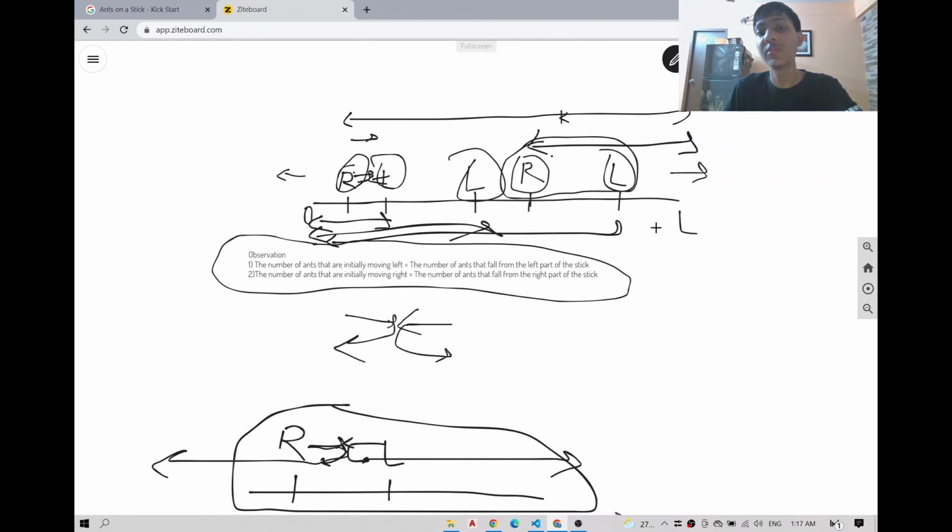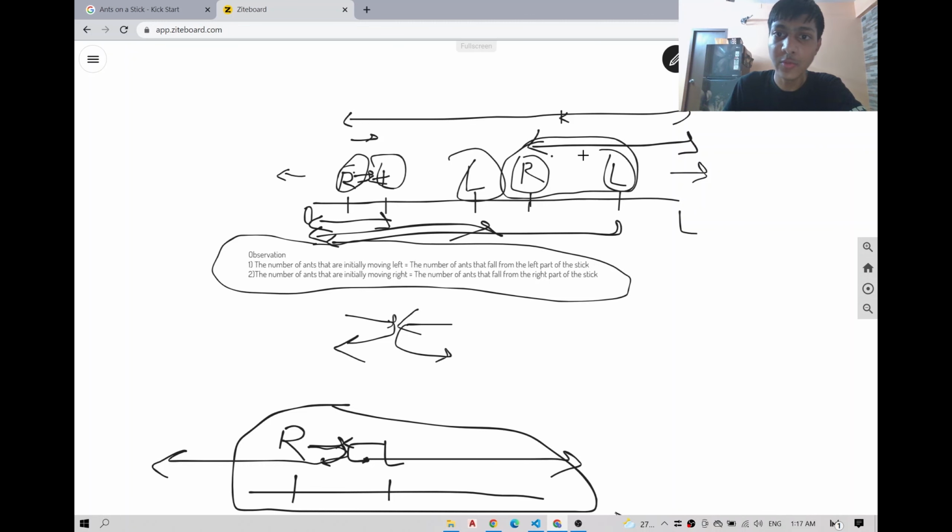And this was for the sequence of ants that fall from the left and right part. Our next observation was to calculate the times at which they fall. For every ant that starts left, we calculate its distance from the left end, and that is the time at which some ant will fall from the left end. And for every ant that's initially moving right, we calculate its distance from the right end, and that will be the time at which some ant falls from the right end.